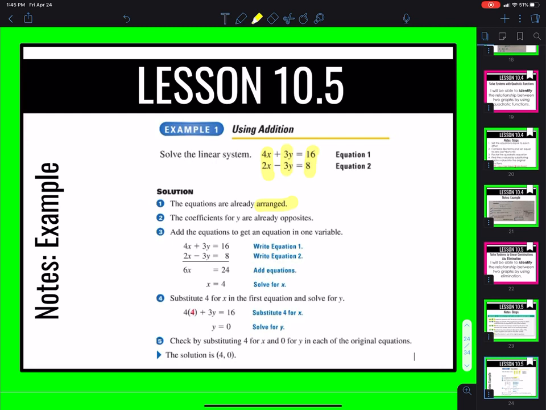This one already has a set of coefficients that will cancel out. That's the whole lesson for elimination. We are able to eliminate these because 3 positives and 3 negatives will cancel each other out. This will leave us with 6x equals 24, and now we know one-step equation, divide by 6 on both sides, and that's how we get x equals 4.